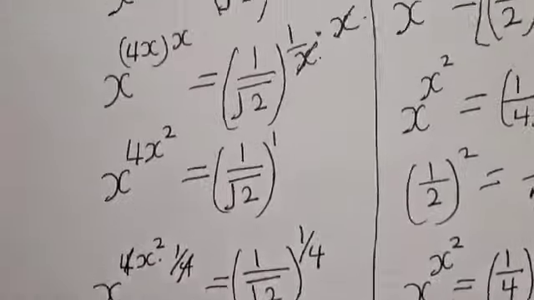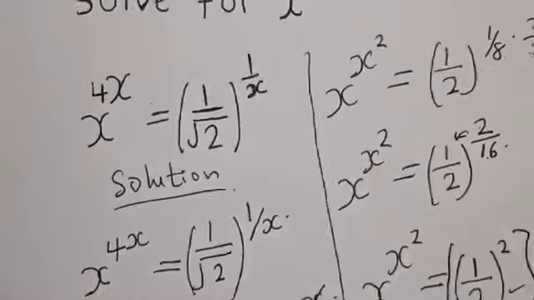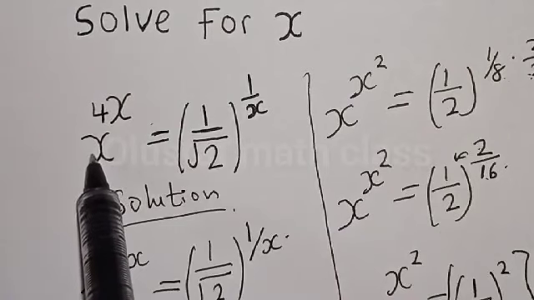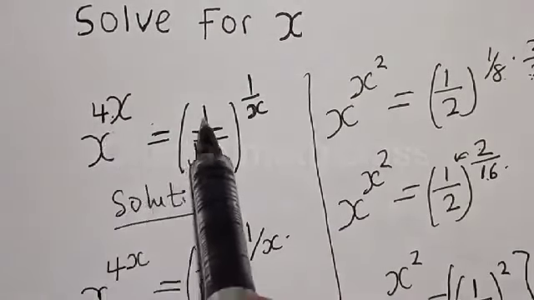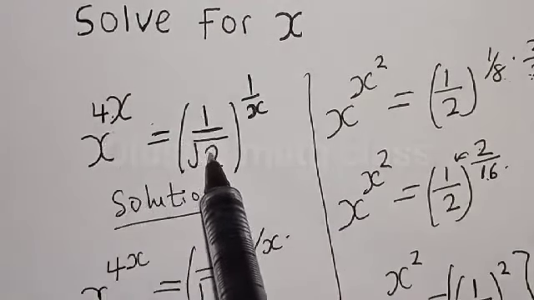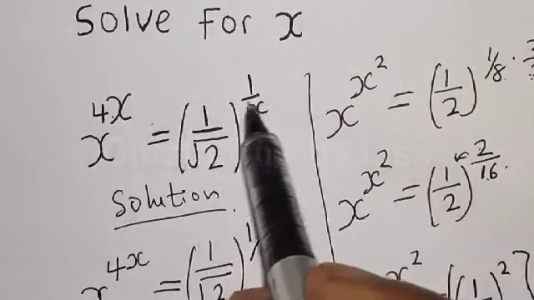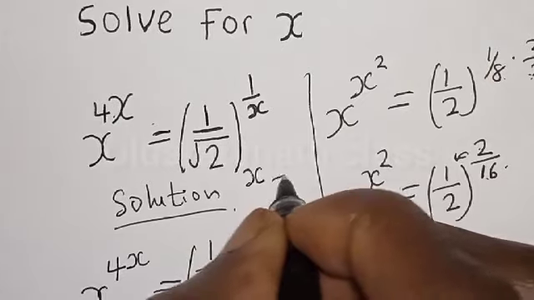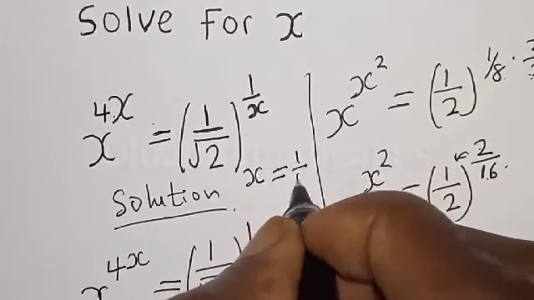Then, from the given question, we were asked to find the value of x. We want to solve for x. And from x raised to power 4x is equal to 1 divided by root of 2 raised to power of 1 divided by x. Therefore, our final answer is x is equal to 1 divided by 4.